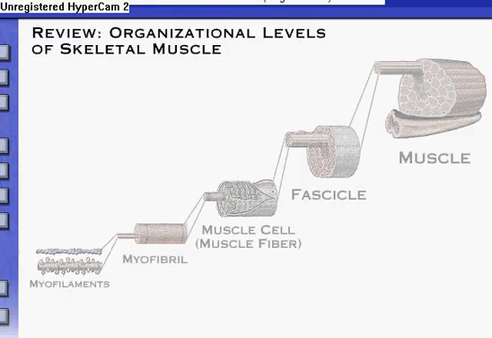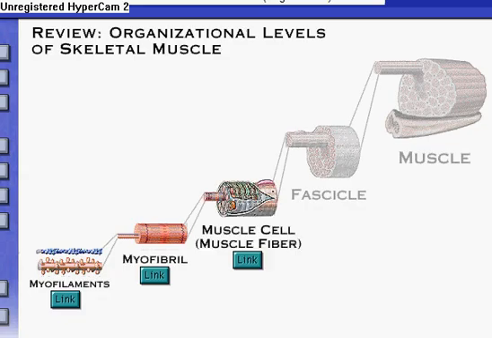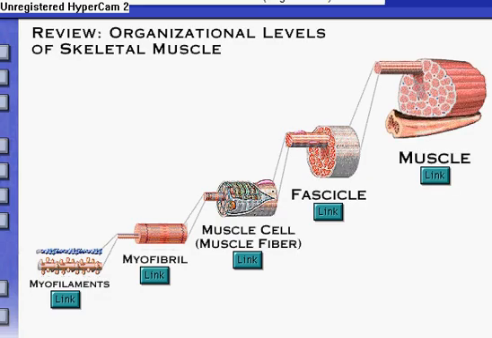Now that we have taken a skeletal muscle apart, let's put it back together, starting with its smallest building blocks, the myofilaments. There are two types of myofilaments, thick and thin. Many of these myofilaments bundled together make up a single myofibril. Numerous myofibrils are contained in a muscle cell or muscle fiber. In turn, many muscle cells are packed into a fascicle. And finally, many fascicles make up a whole skeletal muscle.